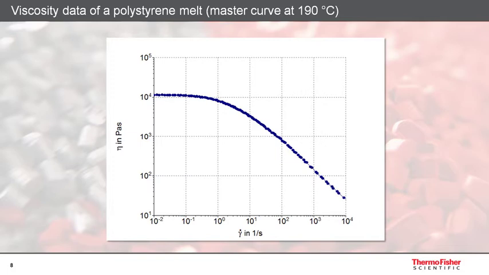This plot shows the master curve of a polystyrene melt. In order to obtain this curve, several frequency sweep experiments were performed at different temperatures. For each frequency sweep, the complex viscosity was recorded, and afterwards the time-temperature superposition principle was used in order to shift the individual curve to a fixed reference temperature.